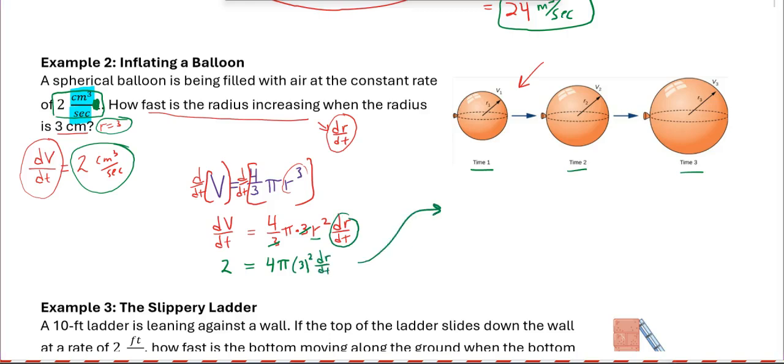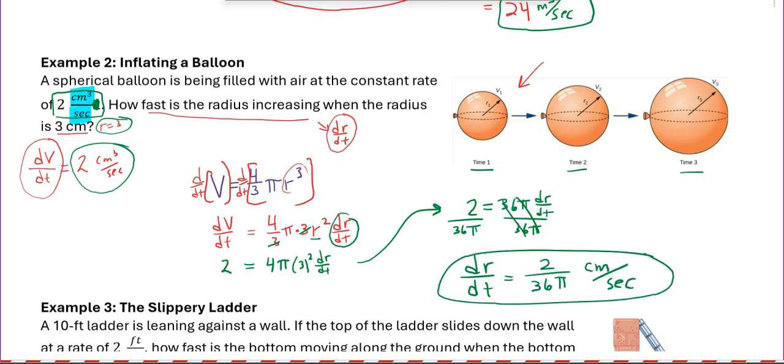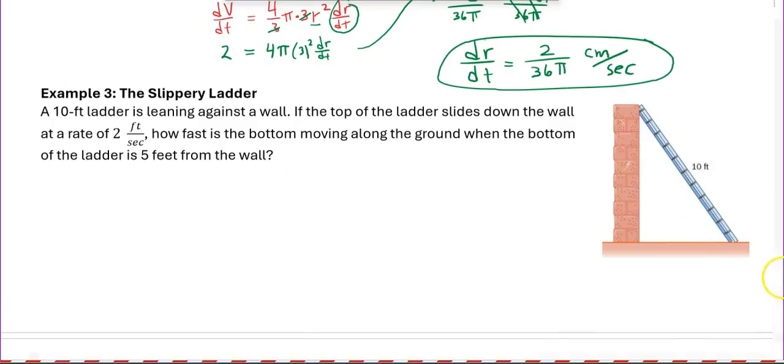Let's move our work over here. So we got 2 equals 3 squared is 9. 9 times 4 is 36 pi dr/dt. And dividing both sides by 36 pi, we have our answer here. dr/dt, the change in radius given a change in time, is 2 over 36 pi, and the units for radius are given as centimeters per second. All right, there we go. The key there is knowing that formula for the volume of a sphere. So get that one down.